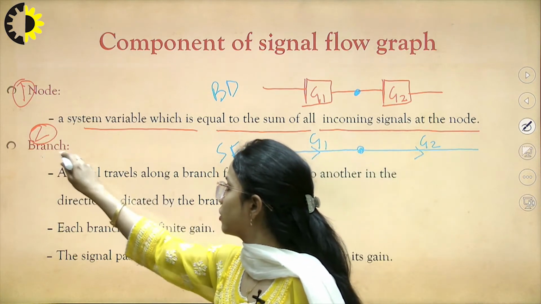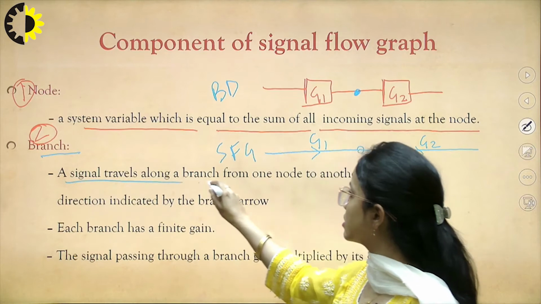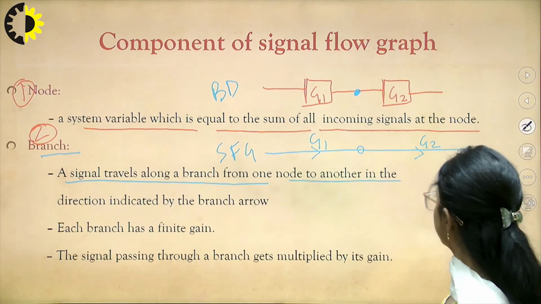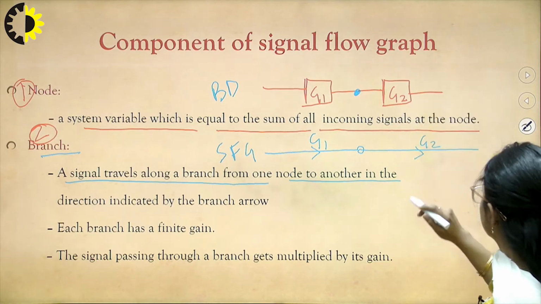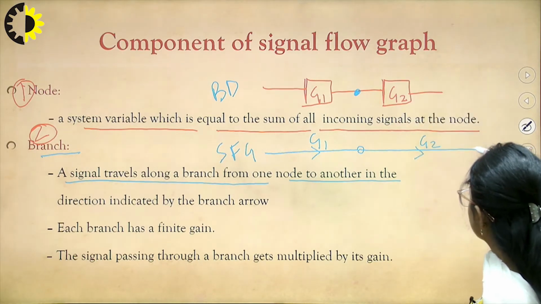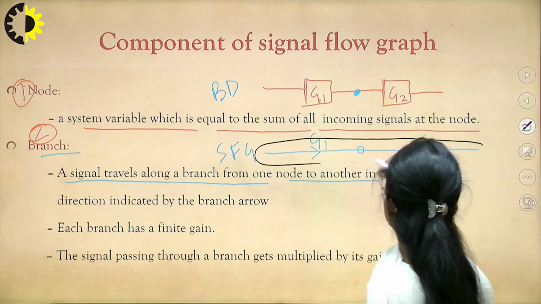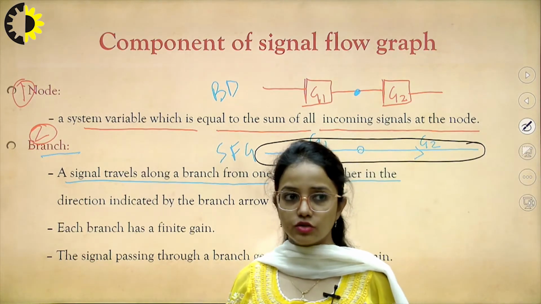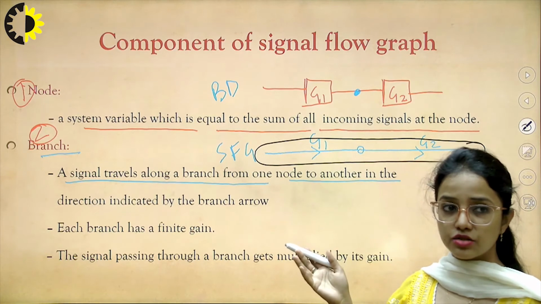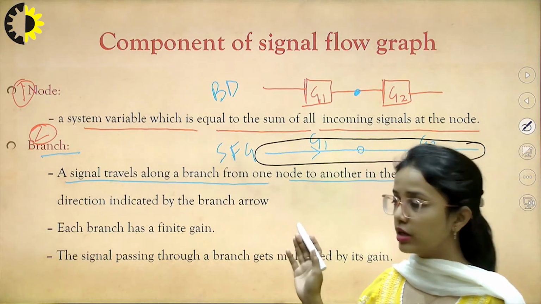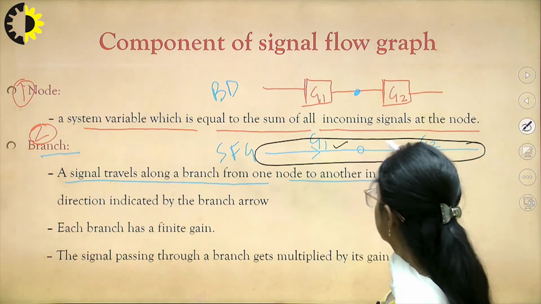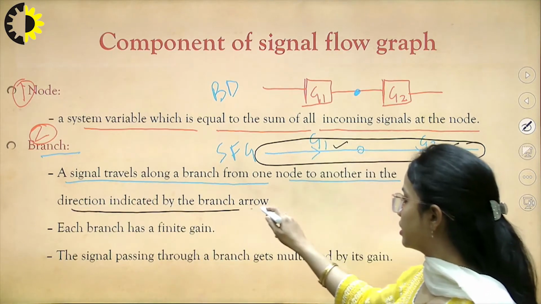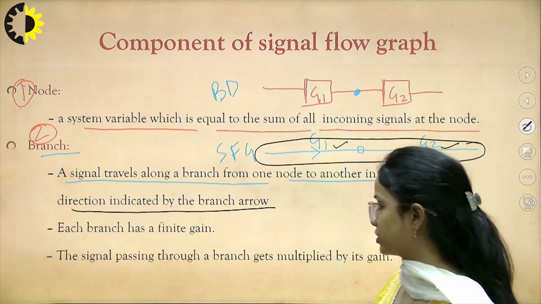What is a branch now? A signal traverses along a branch from one node to another. So this particular thing is a branch only. So we have seen that the signal is traveling through the branch having the gain terms G1 and G2. Direction is indicated by the branching arrows.